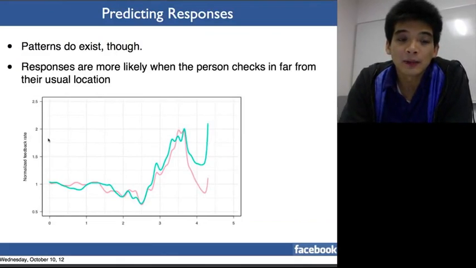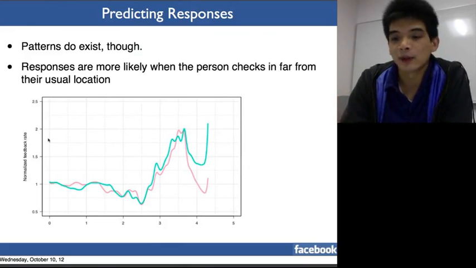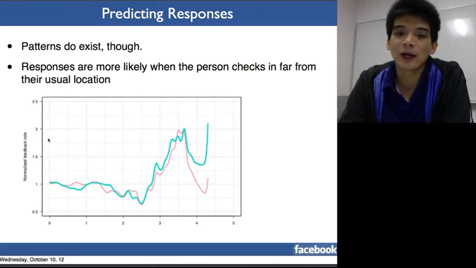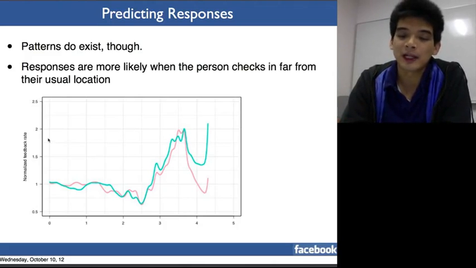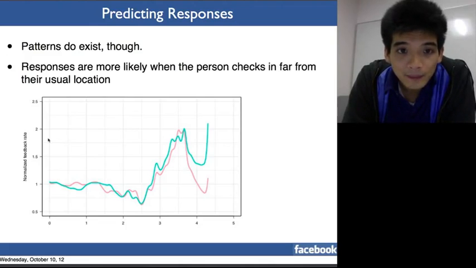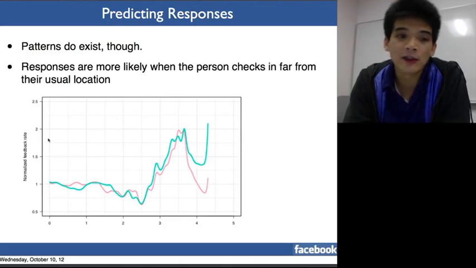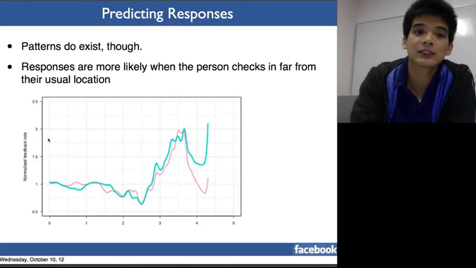We did notice that responses are much more likely when someone checks in far from your usual location. This is typically when I am going on vacation and I check into, let's say, Hawaii, whereas normally I live in San Francisco. So my friends are much more likely to comment naturally if I'm on vacation in Hawaii. Here the blue line is likes, and the red line is comments, I believe. The x-axis is the log of distance in kilometers. So the farther away you go, the more feedback you get on your check-ins.